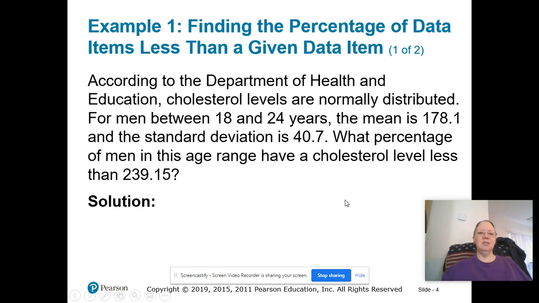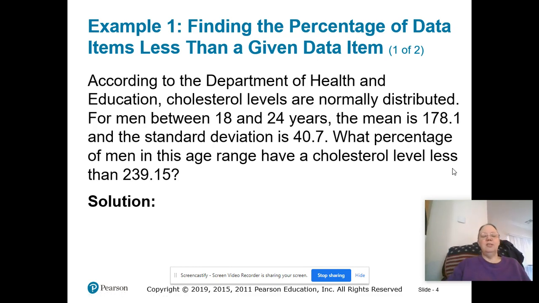Okay, so according to the Department of Health and Education, cholesterol levels are normally distributed. For men between 18 and 24 years, the mean is 178.1 and the standard deviation is 40.7. What percentage of men in this age range have a cholesterol level less than 239.15? I would hope a lot of them do, but let's check.